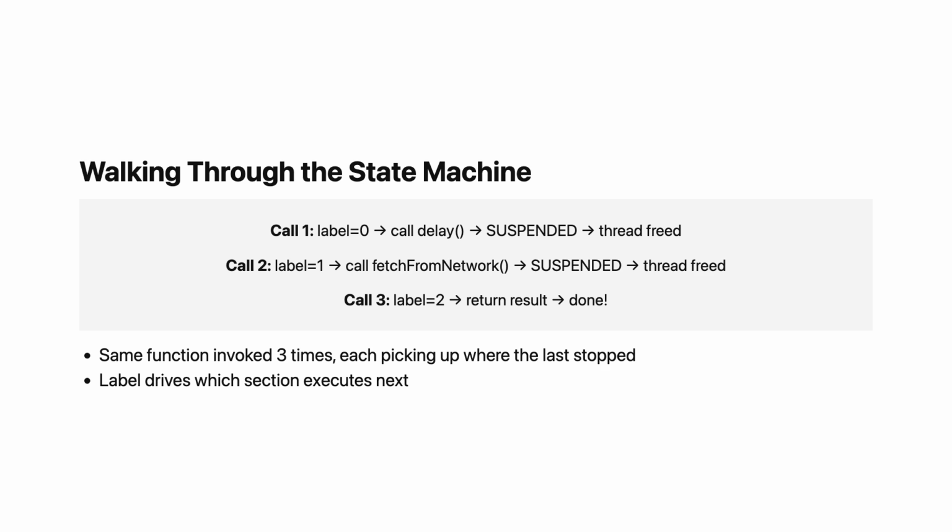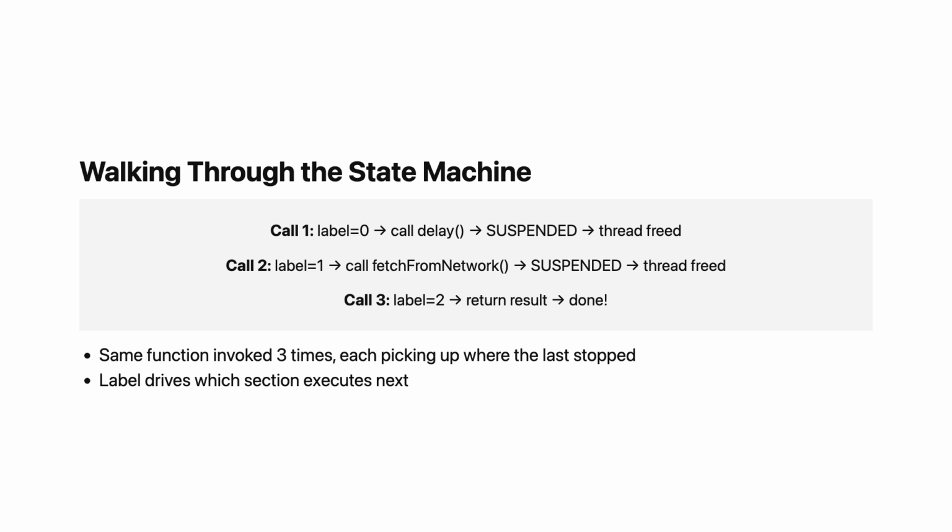Later, when the delay finishes, the continuation's resumeWith is called, which reinvokes loadData with the same continuation. This time label is 1. So the code jumps to the second section, sets label to 2, and calls fetchFromNetwork. If that suspends, COROUTINE_SUSPENDED is returned again. When the network result arrives, resumeWith fires again, label is now 2, and the function extracts the result and returns it. 3 invocations of the same function, each picking up where the last one left off, guided by the label.